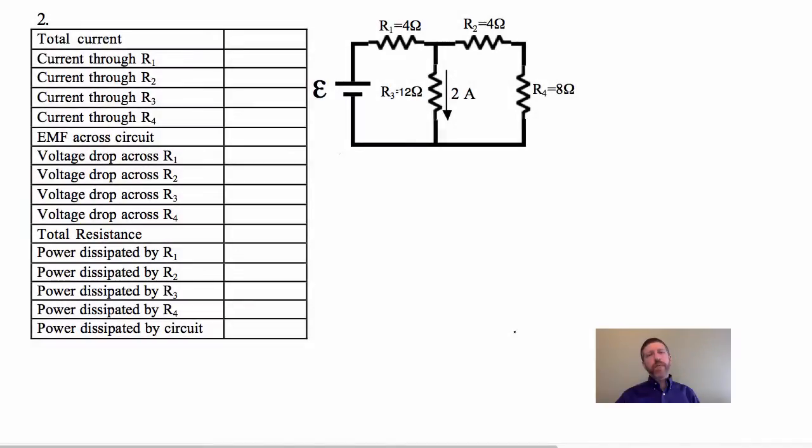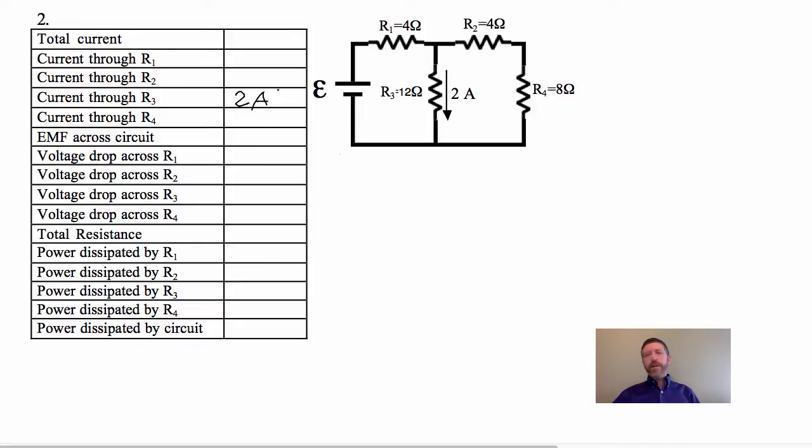Let's try another example. This one's slightly more complicated. We can't directly use the SIT VIP mnemonic because we don't even know what this EMF is. We're given some other clues though, and just like a crossword puzzle, we're going to fill in what we know. What we're already given is that the current through R3, which I'm going to fill in here, is 2 amps.